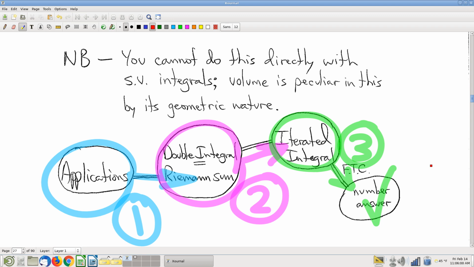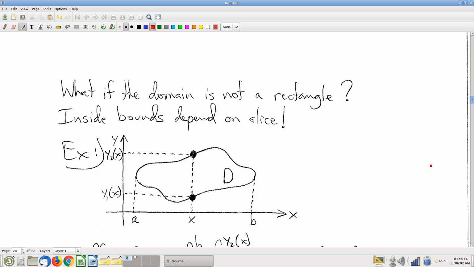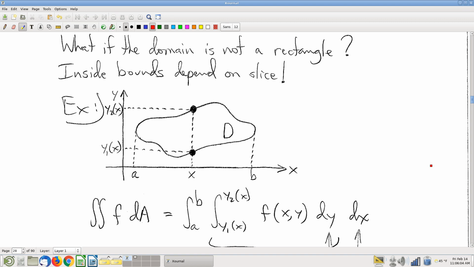Okay. So next question: what if your domain's not a rectangle? Maybe you want to compute the mass of a thing, and that thing just doesn't happen to be shaped like a rectangle. What if you want to compute the population of a state other than Wyoming or Colorado?